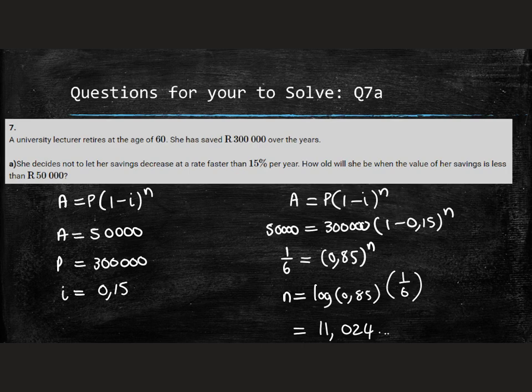Now the question isn't fully answered because they say to us, at what age will she be? Well, if she's 60 now, and it's going to take 11 years to reduce, she will be 71 years old.